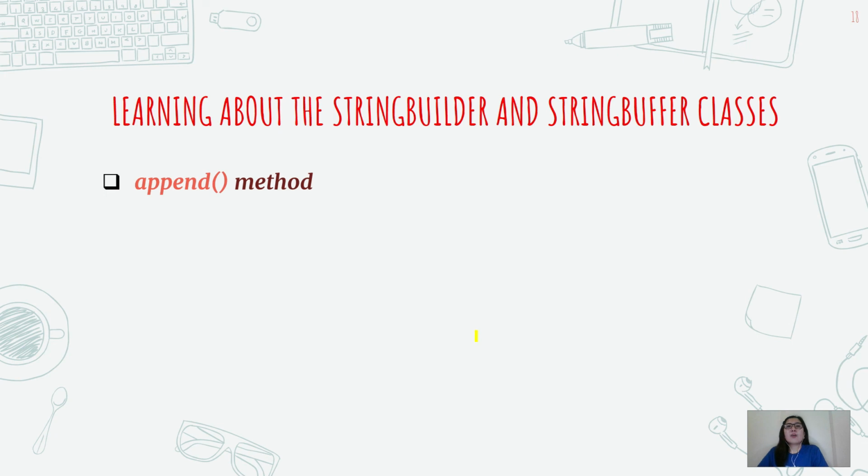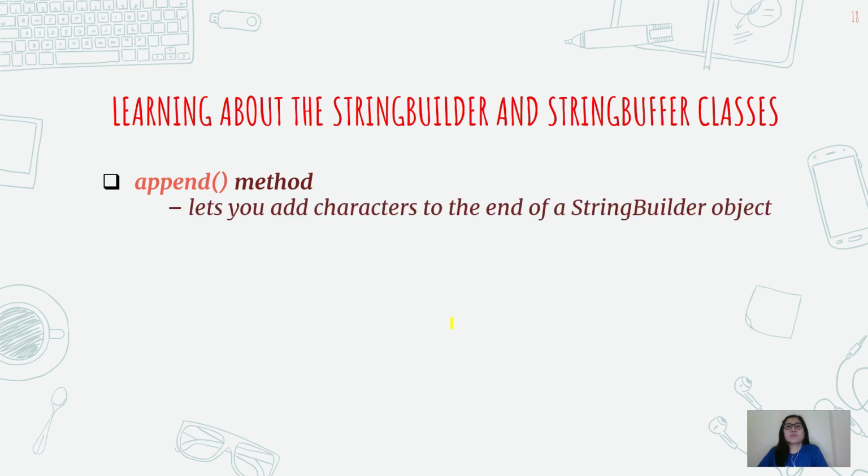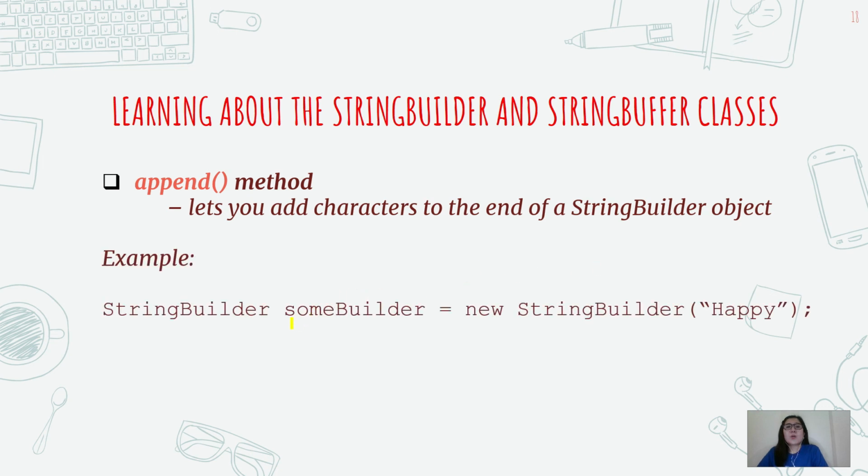We also have here learning about the StringBuilder and StringBuffer classes. We have here the append method. It lets you add characters to the end of a StringBuilder object. So, how do we declare a StringBuilder? It's like appending. Instead of using a plus sign to append two strings, we can also use the append method. So, we use the StringBuilder. Let's take note of the syntax: capital S and B.